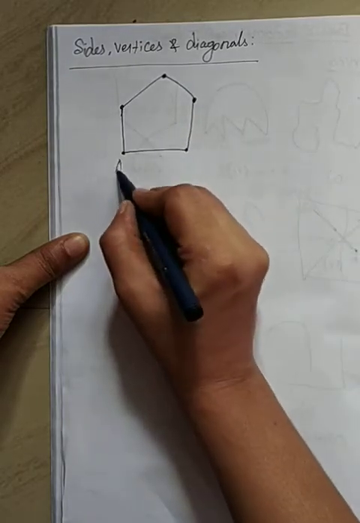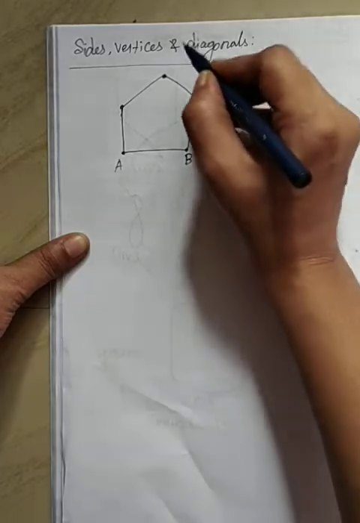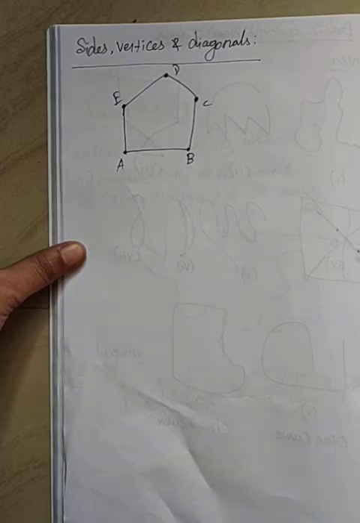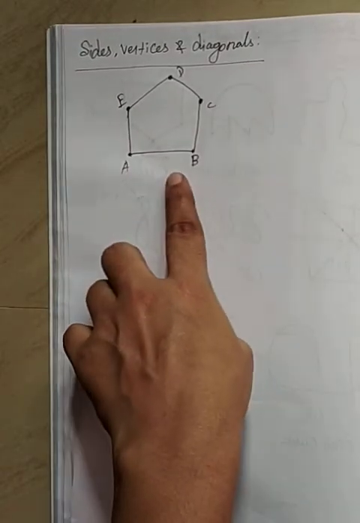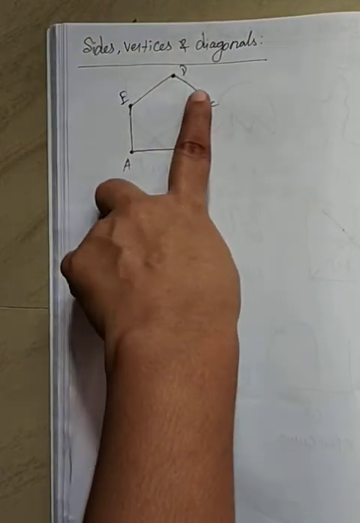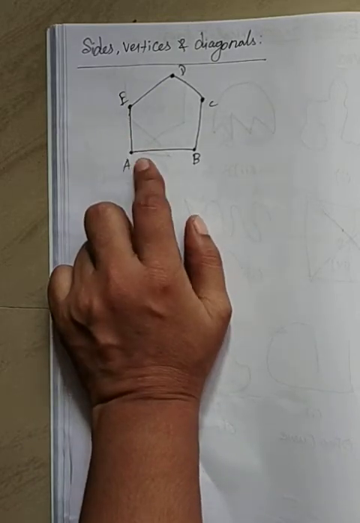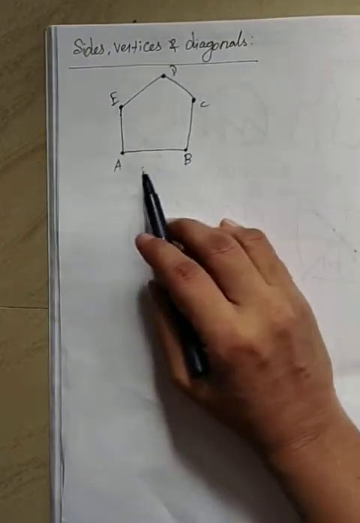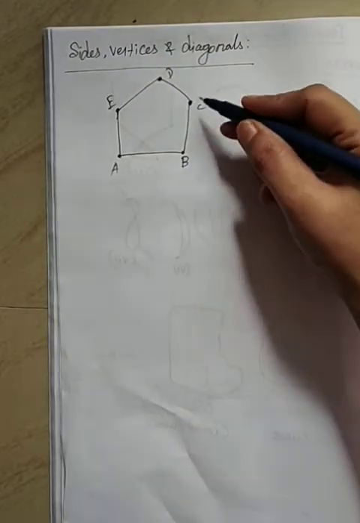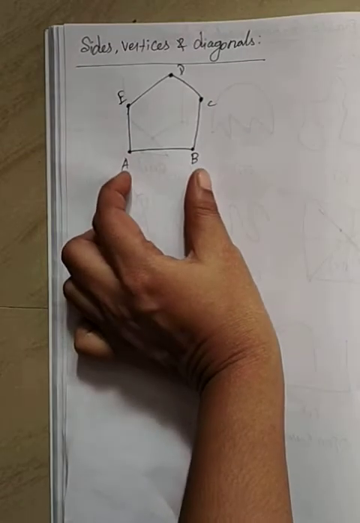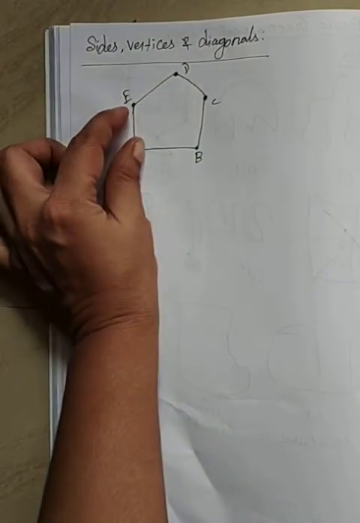In this diagram, denote the names: this is A, B, C, D and this one is E. Give justification to call it a polygon. The line segments forming a polygon are called its sides. What is meant by sides? See here, this is AB, BC, CD, DE and then EA. The line segments forming a polygon are called its sides.